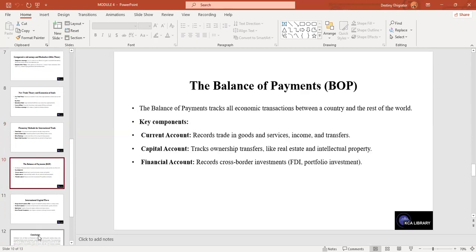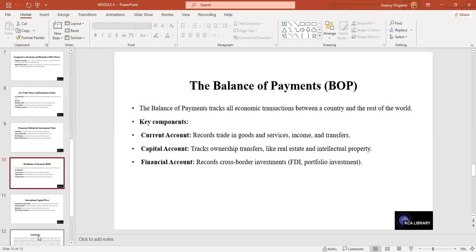Let's look at balance of payments, BOP. The balance of payments is a kind of document that tracks all economic transactions between a country and the rest of the world, how they transact with the other countries of the world. The key component here is that it has three accounts. The balance of payments has three sections. We have the current account, the capital account, and the financial account. The current account records trades in goods and services, incomes and transfers. This is the part where you find trades in goods and services, incomes and transfers. Transfers are what was not worked for.